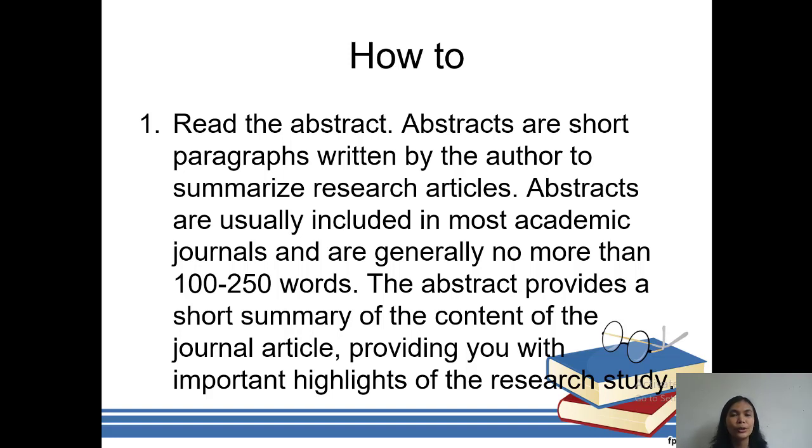But what you will do later, of course, is more than an abstract writing, because an abstract is very concise, while the summary of the journal article will be a little bit more expanded. Okay, so that's the first thing that you can do.